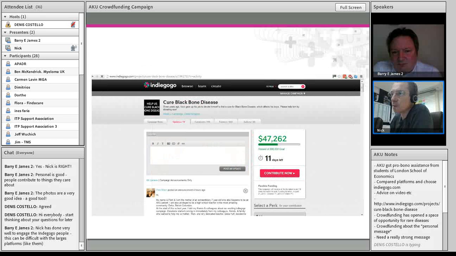So these are the different pages. Then there's an update page, and this is very important. You should be sending updates to your donors several times a week. When you send an update, it automatically sends it to everybody who's donated, and your update should be personal. So our team here have set a schedule of updates. We've had updates from patients, from scientists, from fundraisers, etc., to keep the engagement going. On the other hand, you don't want to spam people either, so not several times a day.